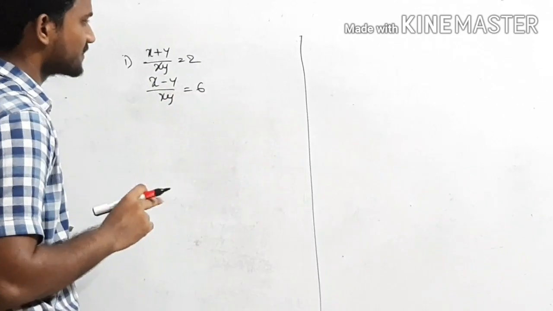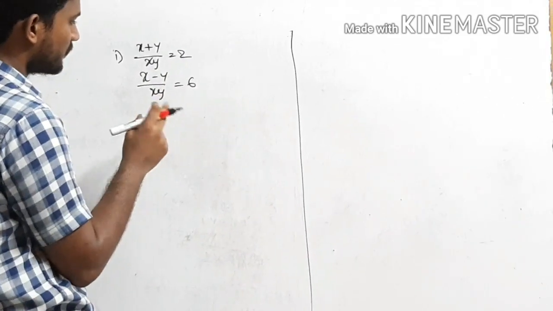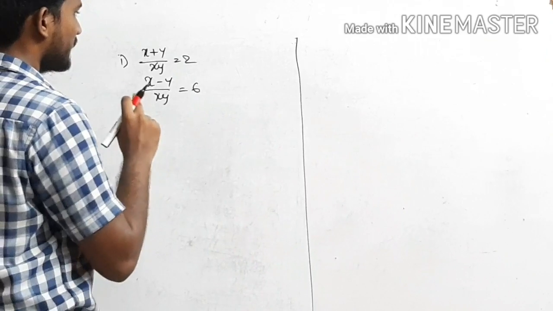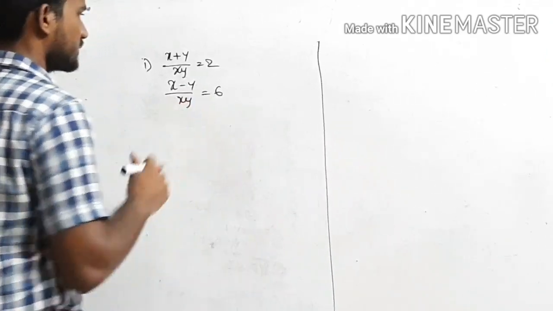x plus y by xy equals 2. x minus y by xy equals 6. Find x and y values from these equations.